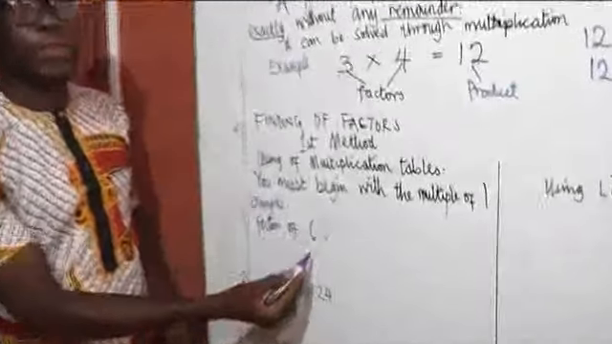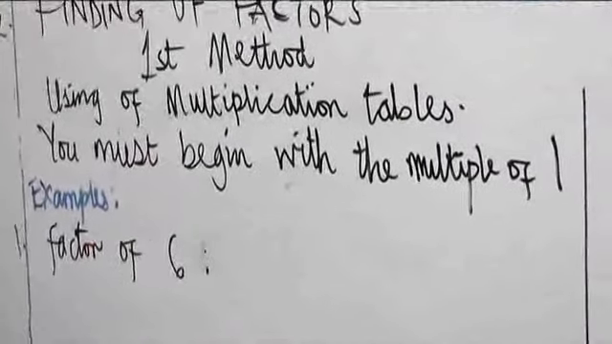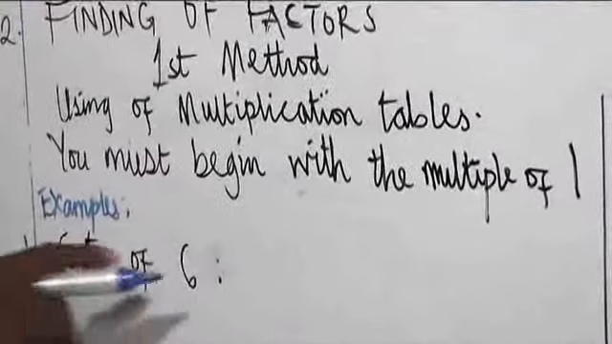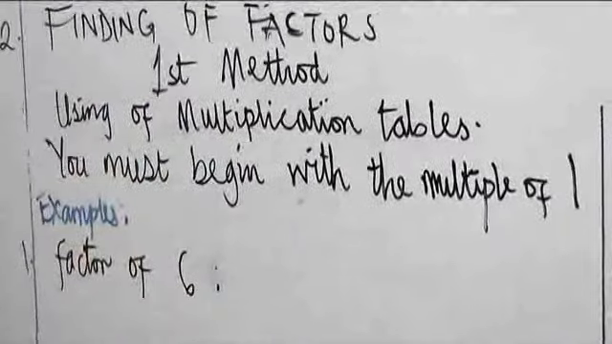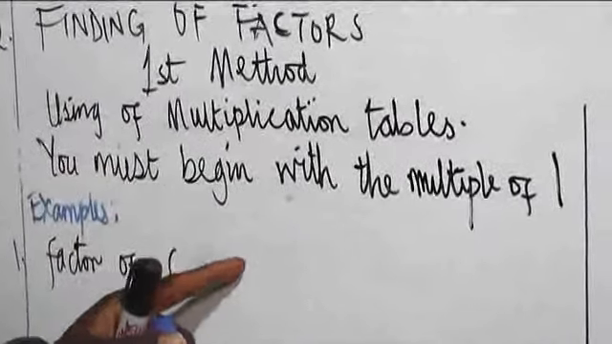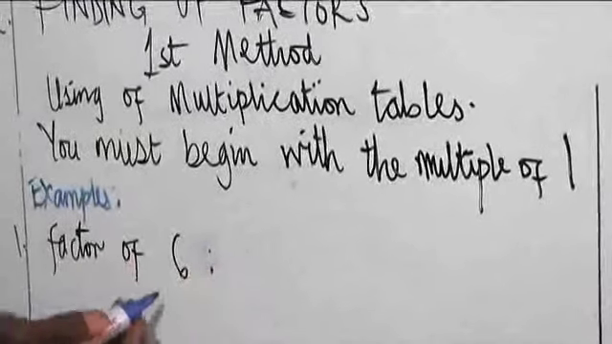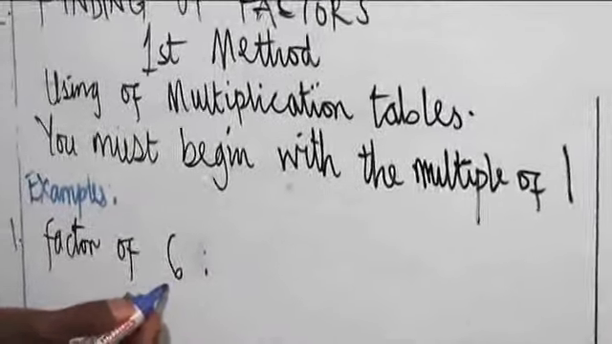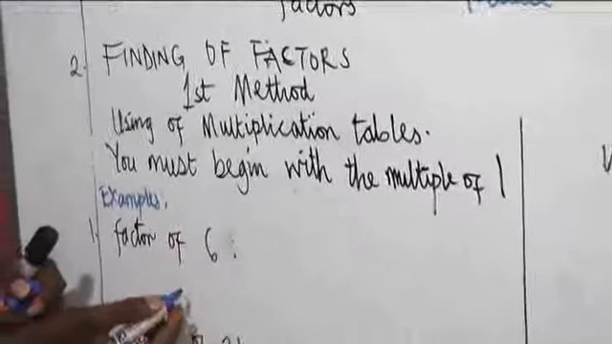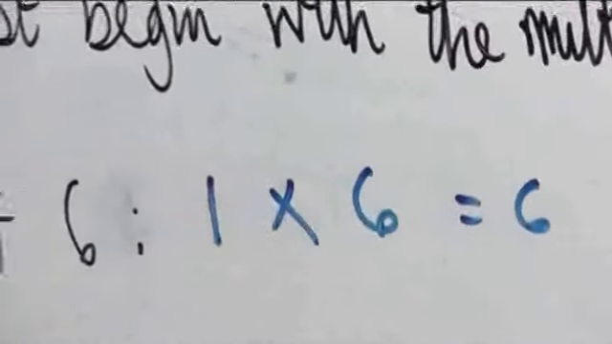Example 1: the factors of 6. You must always take note that before you can start anything using the multiplication table, you must start with the multiple of 1. That is, 1 times what will give us 6? That is 1 times 6. Good. Now, what again can give us 6?